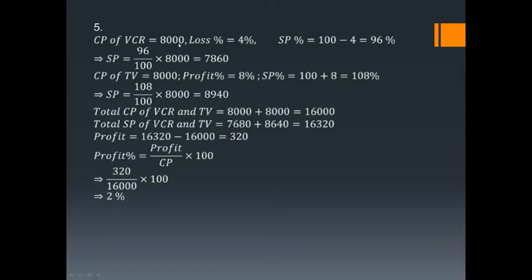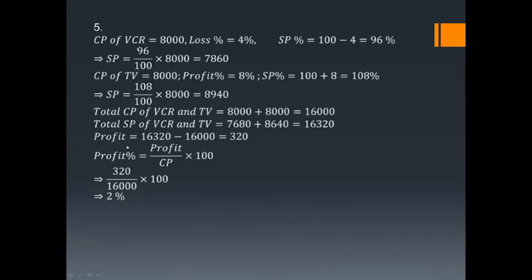To buy the VCR and TV, we have spent 8,000 on each of the goods. So this is VCR, this is TV, so altogether 16,000. So in order to find the total SP, what we have found out here for the VCR and TV, the SP of VCR and TV, we have to add together. Then 7,680 plus 8,640. Altogether, we have sold it for 16,320.